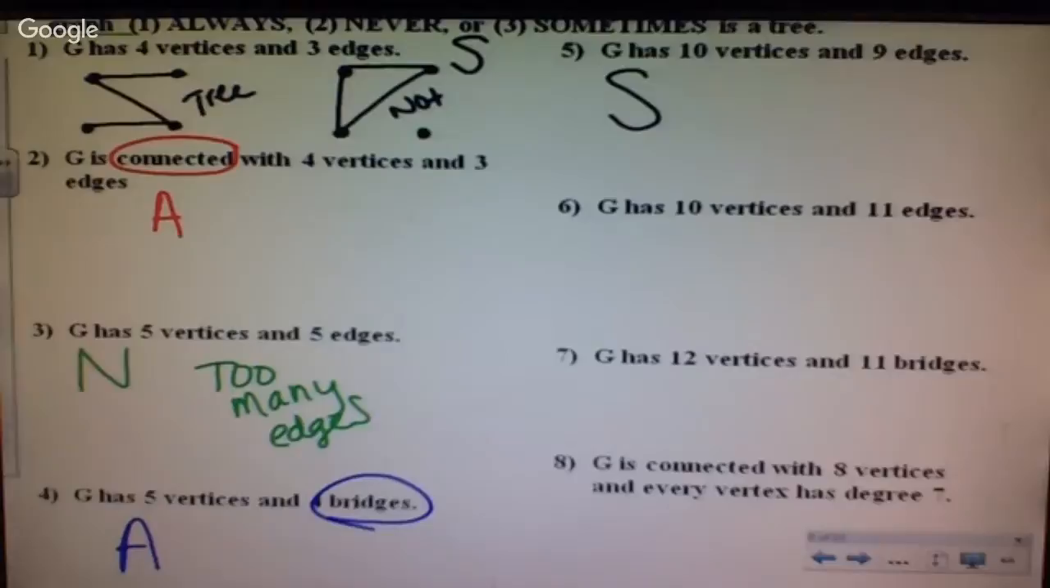Take a look at number 6. Drew. 10 vertices, 11 edges. How is this gonna work? Always, sometimes, or never? Never. One more edge over the rest. Right. This is never. If this was a tree, this would have to be 9, or this would have had to be 12.